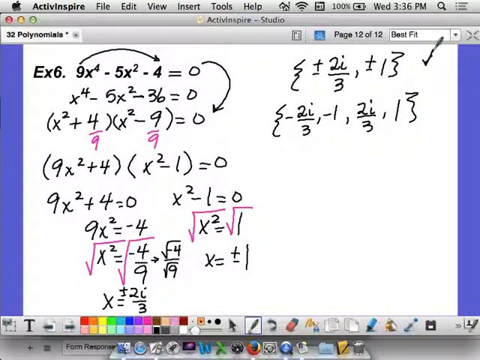So this is factoring polynomials. A little more involved, a little more mature in Algebra 2. Just pay attention to detail, and you'll be fine.